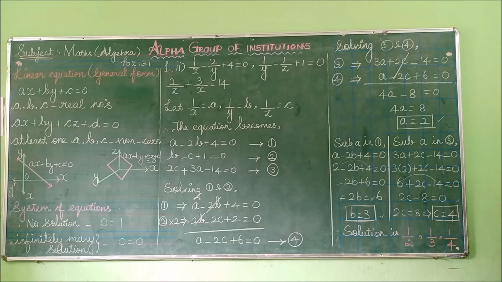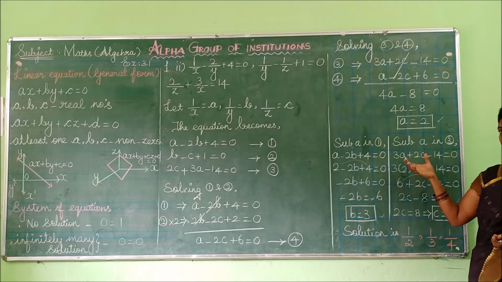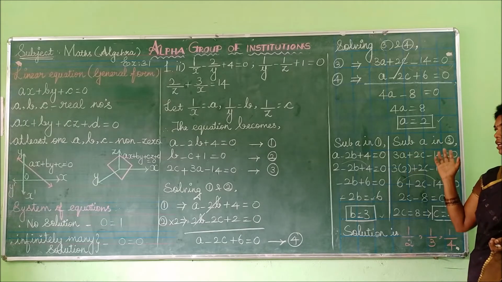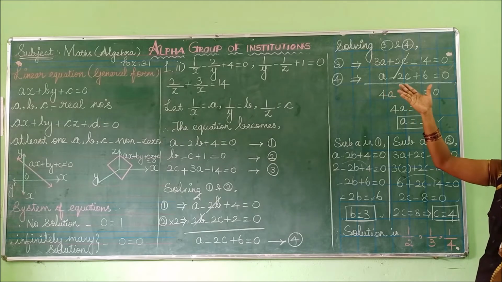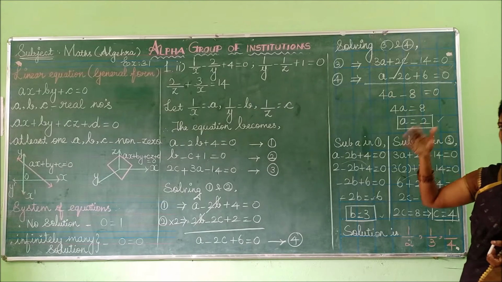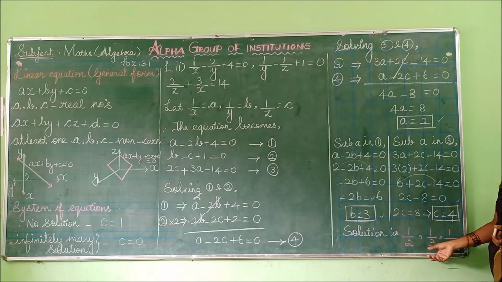So the third value also we got. Listen, we got only the a, b, c values, but already we have taken a, which is nothing but 1 by x. So the question is in the form 1 by x, 1 by y and 1 by z, so we have to interchange and write the solution.